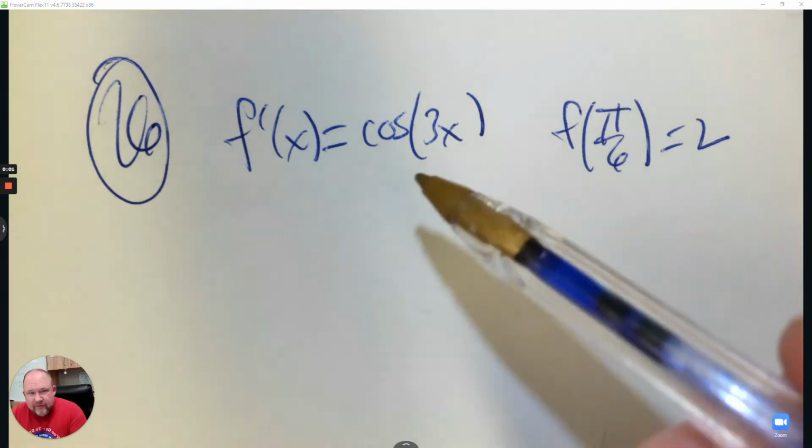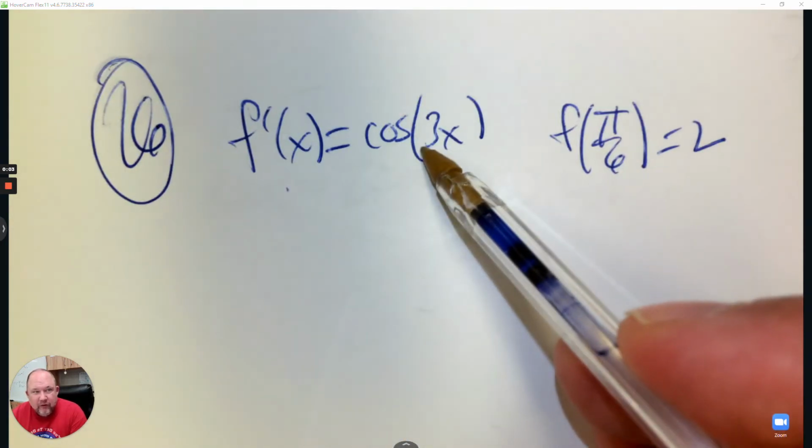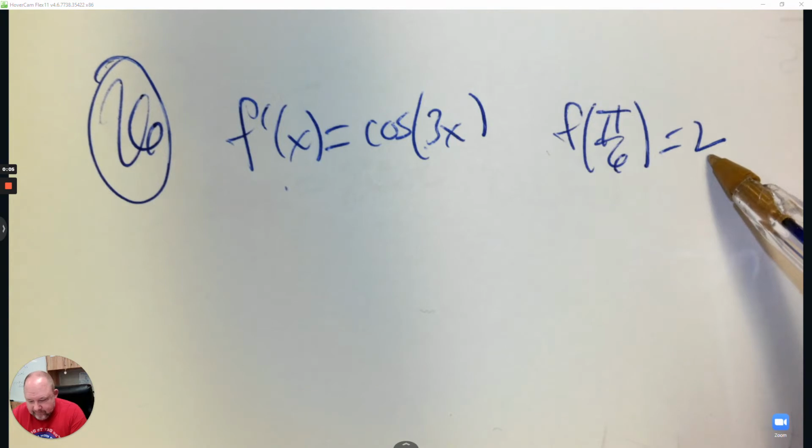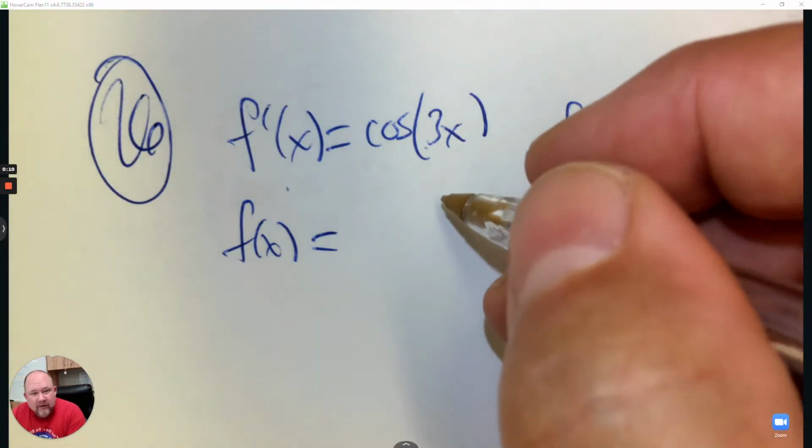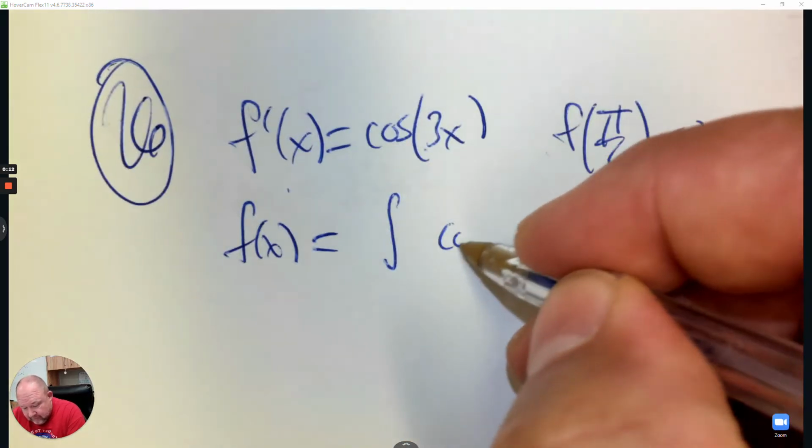Question number 26. You're given the derivative. You want to find the function with this point. So we're doing the antiderivative. In order to understand the antiderivative, this one has a hook.